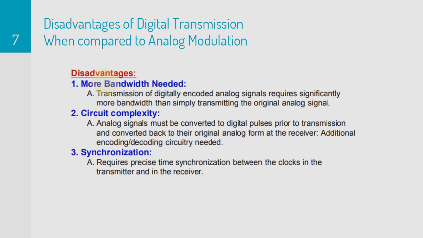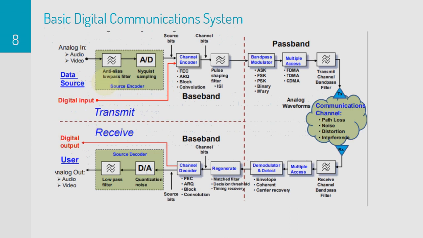Disadvantages: more bandwidth is needed because the transmission of digitally encoded analog signals requires significantly more bandwidth than simply transmitting the original signal. It has circuit complexity because the analog signals must be converted into digital pulses prior to the transmission and again converted back to the original analog form at the receiver. So additional encoding and decoding circuits are needed. Again, the third disadvantage is synchronization. It requires precise time synchronization between the clocks in the transmitter and at the receiver.